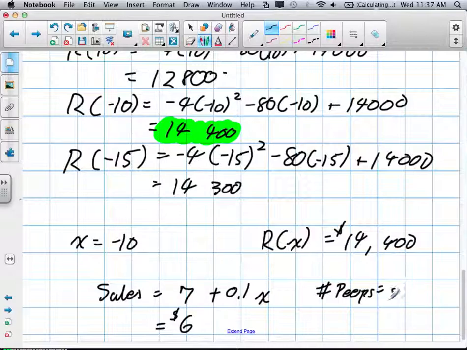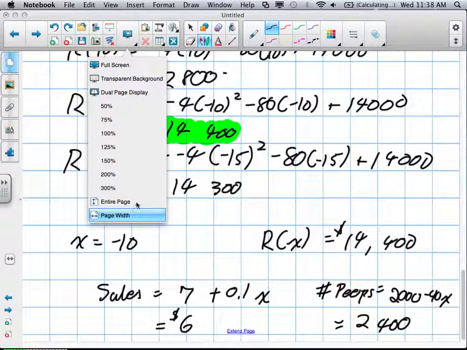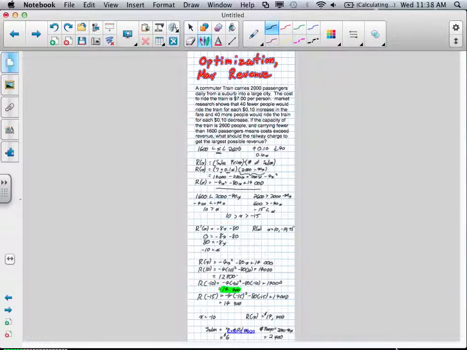And our other one was, number of peeps was 2,000 minus 40x. Well, when we plug negative 10 into that, we're going to increase by 400 people. We'll now have 2,400 people on the train. A lot of work. Setting up the question being the hardest part about this.